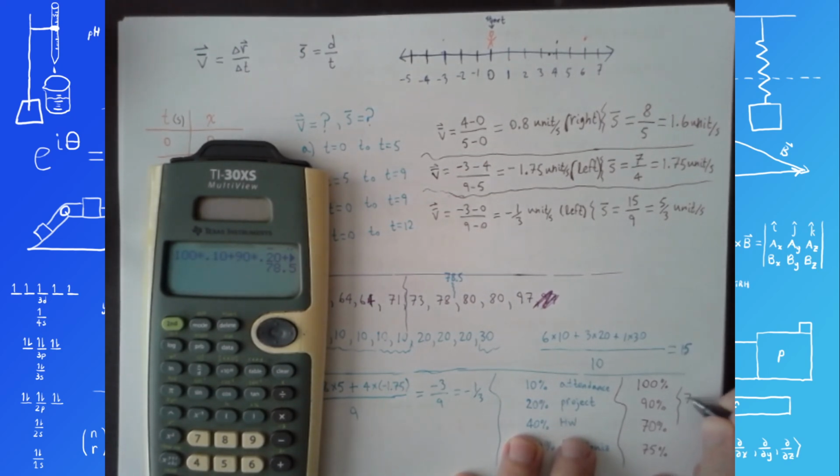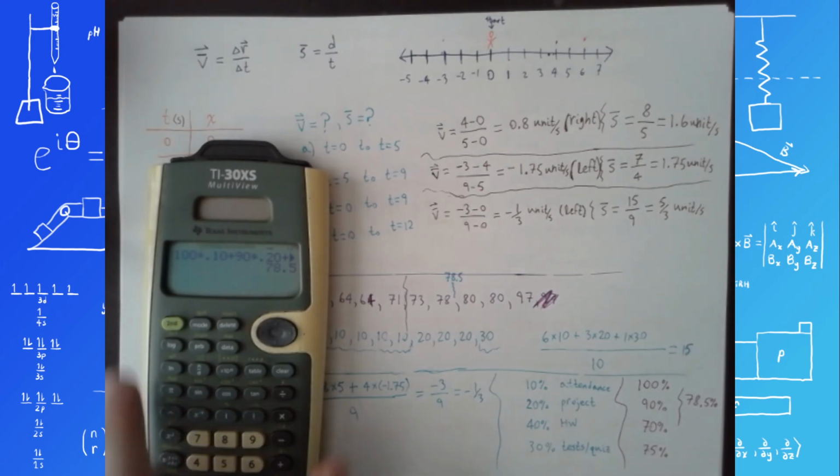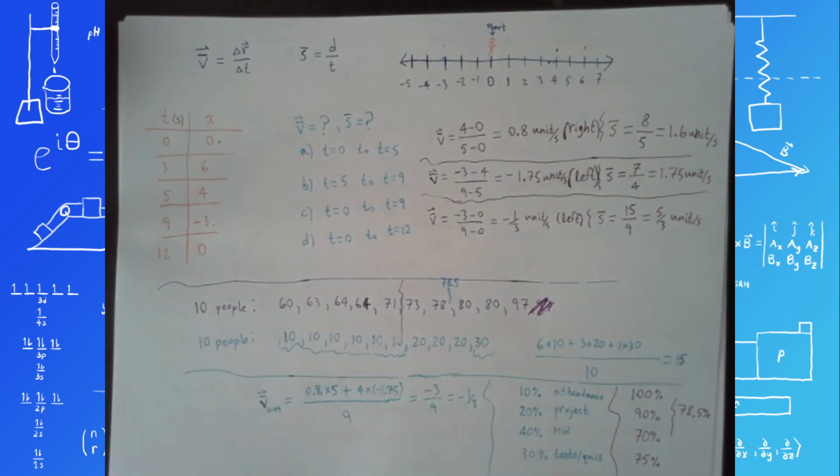That's 78.5%. That's a B minus, right? Maybe it'll get curved, I don't know.